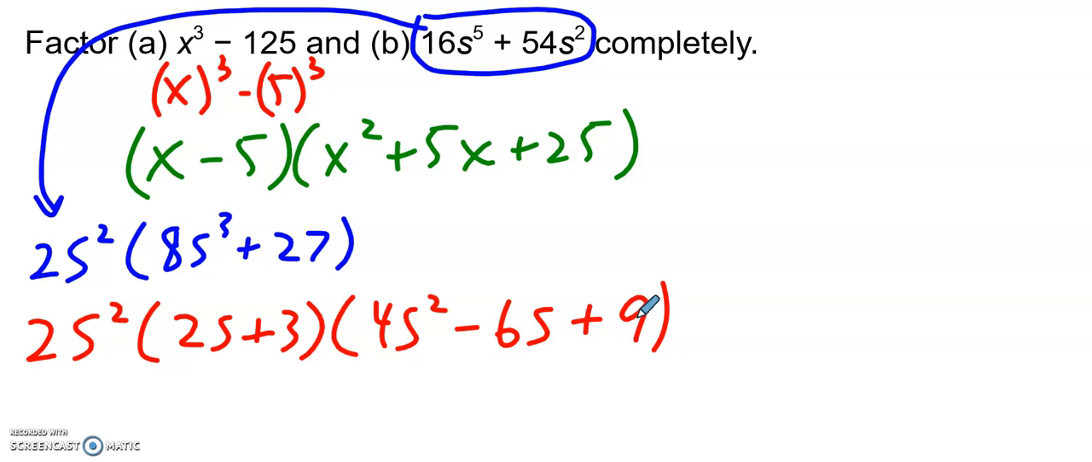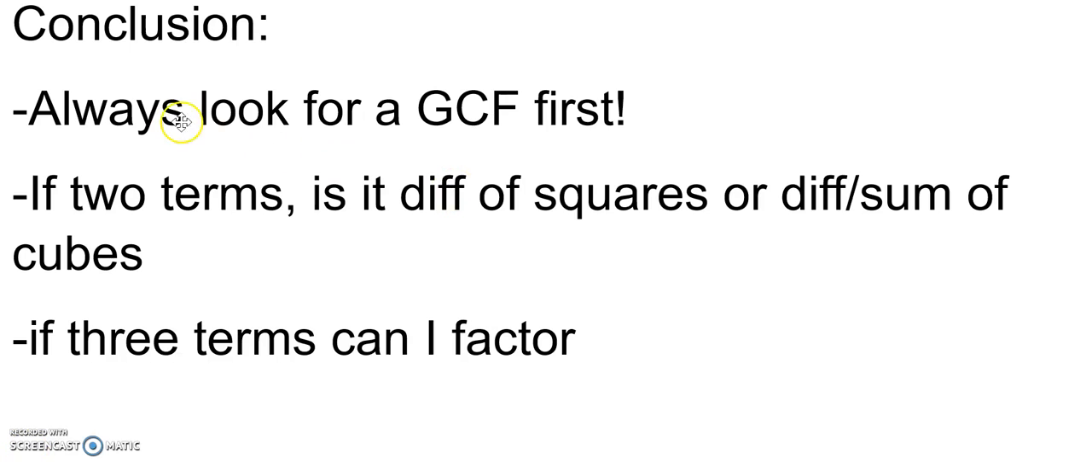Any questions? All right. Okay, so again, always look for a greatest common factor first whenever you are trying to factor or solve anything, really. We're talking about polynomials here, but this is true for anything. And if we have two terms, now we want to ask ourselves, is it the difference of squares? Is it the difference of cubes? Or is it the sum of cubes? Or none of those. It doesn't have to be one of those things, but if it is, we want to identify it and then use our pattern to factor it.